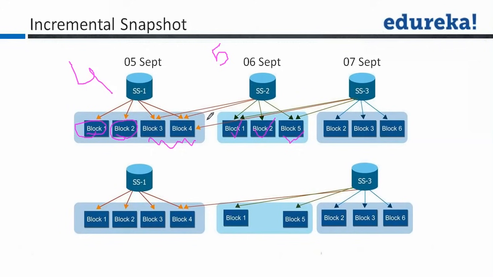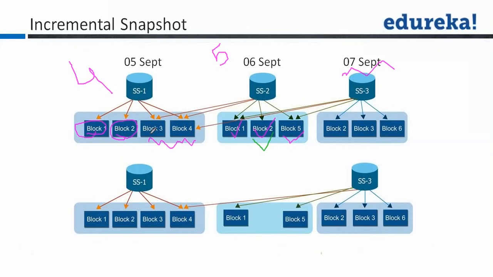Whichever block is modified during the next snapshot, only that modified block or addition of a block would be taken care of. For the rest of the blocks, the new snapshot would still keep on pointing to the same place. So this way it's an incremental backup only. If I go to the next day, on 7th September, block 2 is modified again. So I change the color of the pen. So this block 2 is modified again.